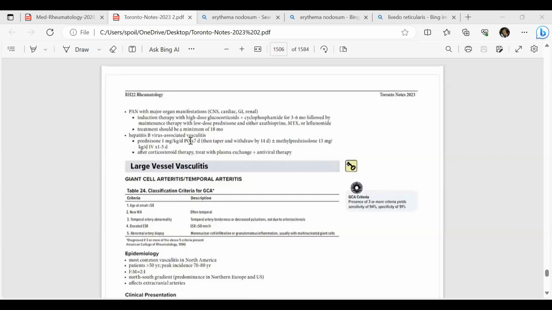Hepatitis B virus associated vasculitis: we will give prednisone with or without methylprednisolone, and after corticosteroid therapy, treat with plasma exchange and antiviral therapy.